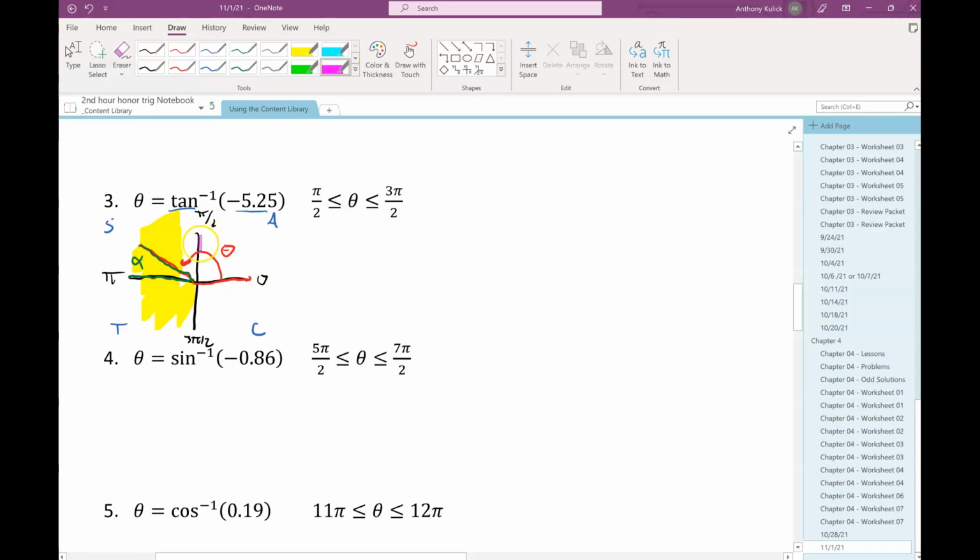And then since the last axis I passed through was the vertical and theta is positive, I know that my equation is going to be theta equals pi minus alpha, where alpha is going to be tan inverse of the absolute value of negative 5.25. And then it's calculator time.